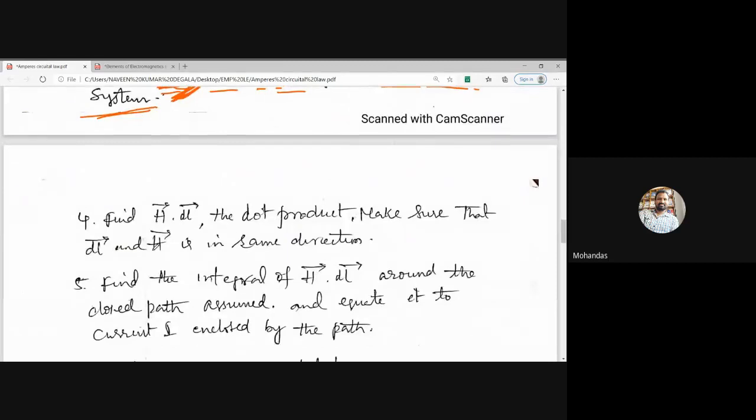And what is the fourth point here? Fourth point is next we have to find H dot dl. Why do we have to find H dot dl? Because what is our Ampere circuit law? Closed line integral of H dot dl equals what? I enclosed.